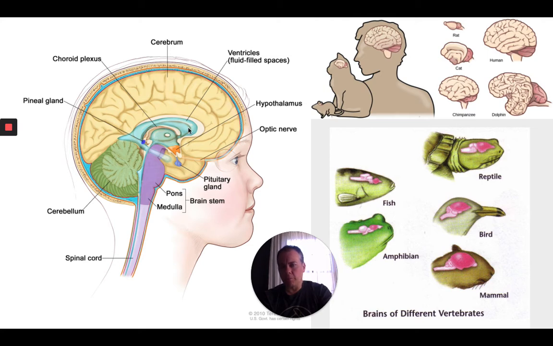There's a fluid-filled space in the core of the brain. There's also the hypothalamus, which connects the nervous system to the endocrine system. So we learned they're coordinated together. At the back of our head, the bottom, is the cerebellum, and in the central area is where the medulla oblongata is. And that's where the brain connects to the spinal cord.